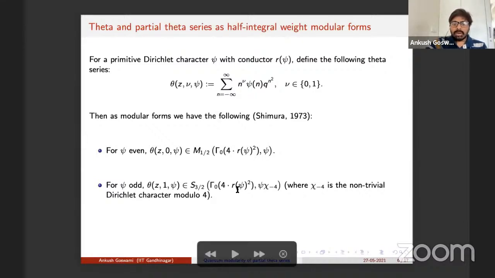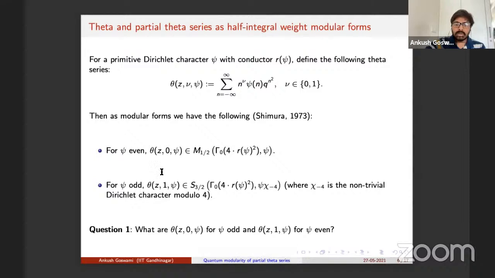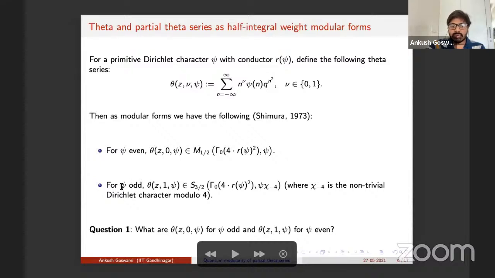Now, one can ask the following question by looking at this result of Shimura. What happens in the first case when you replace the character psi by an odd character? And what happens in the second case when you replace the odd character by an even character? That means what happens to theta of z comma 0 comma psi when psi is odd, and what happens to this theta function theta of z comma 1 comma psi when psi is even.